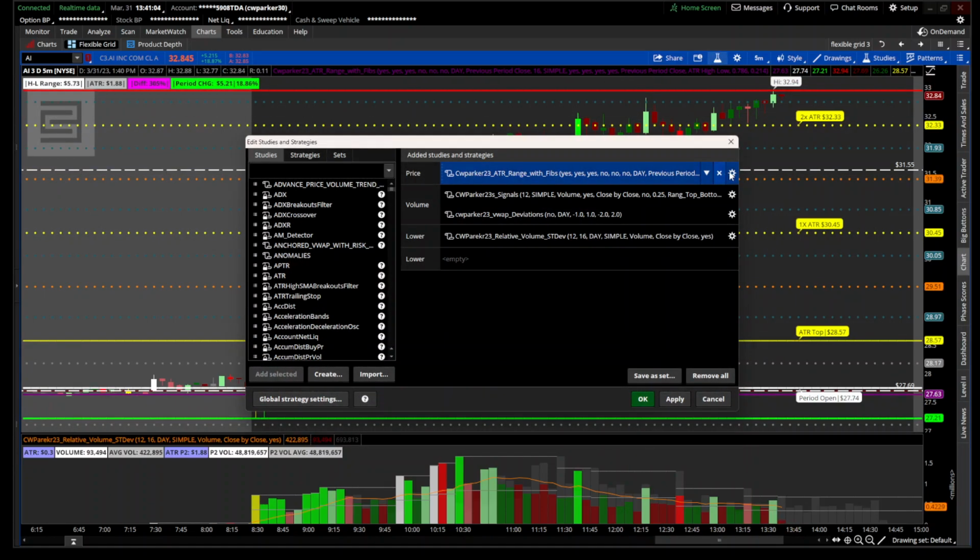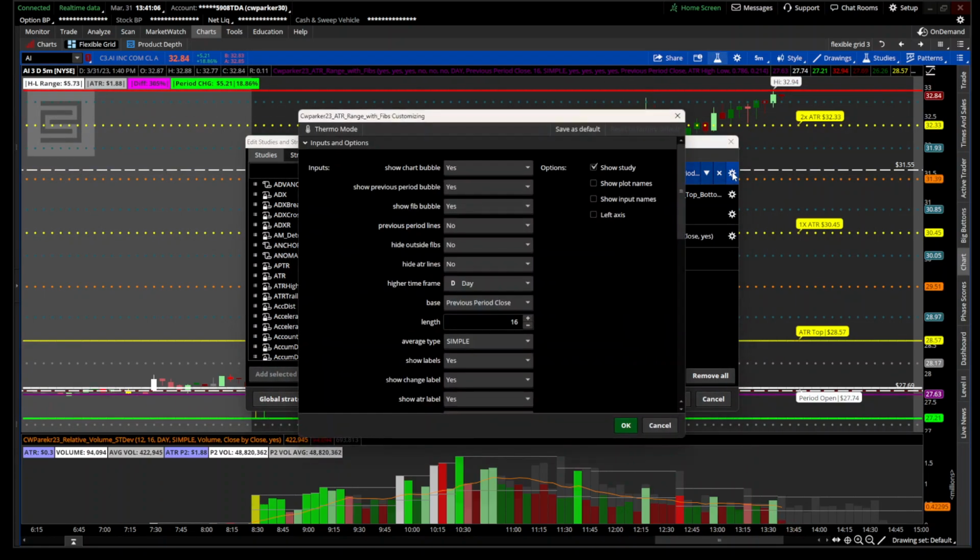Some of the other unique features about this indicator, if you haven't watched the video: you can cut off all these bubbles. You can show the previous period bubbles, and that's what you just saw a few moments ago. You can show the field bubbles. If you just want the lines and not the field bubbles, then you can just cut those bubbles off.